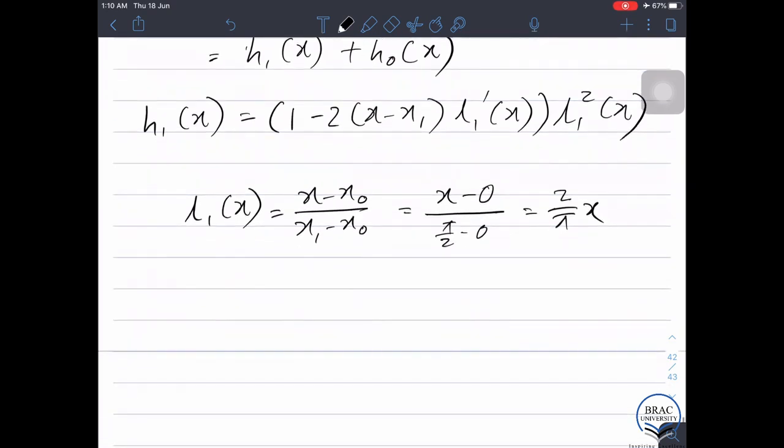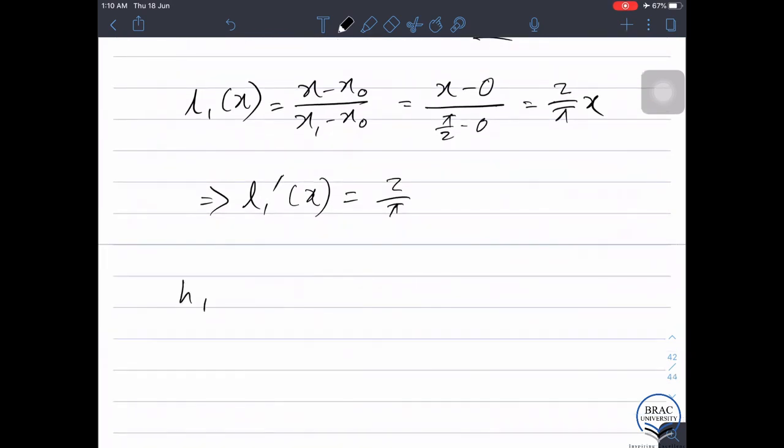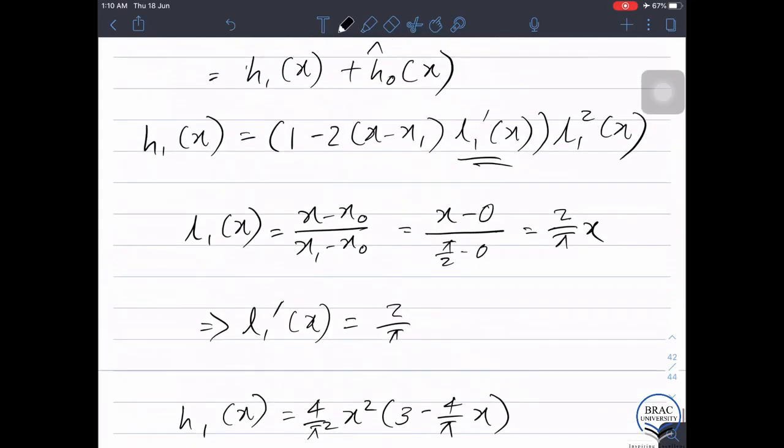So if I want to calculate L prime, because I'll need L prime, the derivative of L, L1 prime of x, that would be nothing but 2 by pi. Okay, now plugging in the values, what we will get is h1 of x will be 4 by pi square x square 3 minus 4 by pi x. So what we are doing, we are just plugging in all the values here.